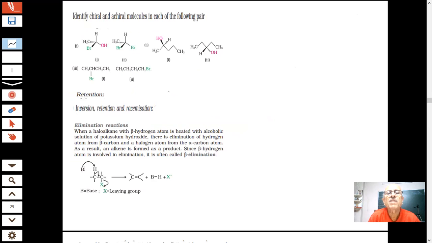Now the question was given in the paper. What question was given? Identify the chiral and achiral molecules in each of the following pairs. Students, question number 1. You are given this pair. Tell me which is chiral and which is achiral. Similarly, this pair, which is chiral and achiral. Similarly, this. You have 1 minute to answer the question, students. Identify the chiral and achiral molecules.